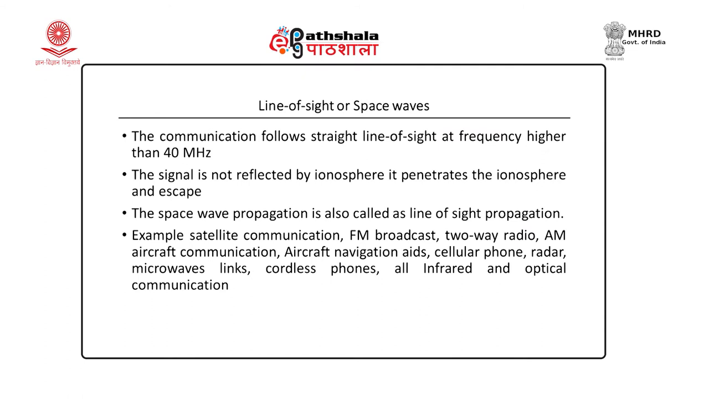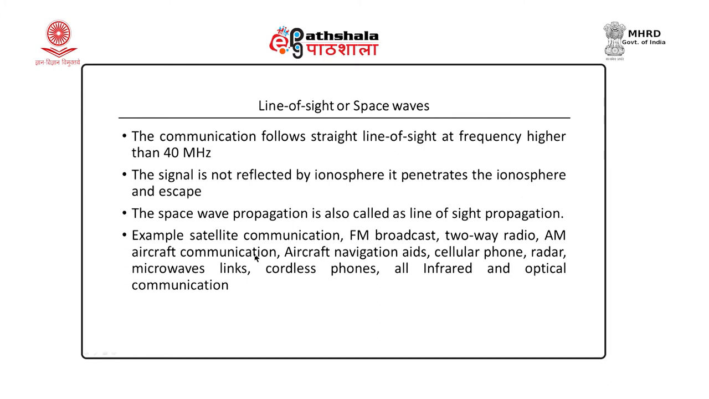These waves are also known as line of sight waves or space waves. The communications follow a straight line of sight at frequencies higher than 40 megahertz. What do you mean by line of sight? Line of sight means that the receiver and the transmitter should be aligned to each other. As I just said, the signal is not reflected by the ionosphere, it penetrates the ionosphere and escapes the layers of the atmosphere.